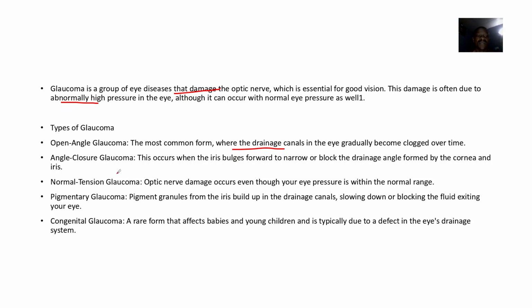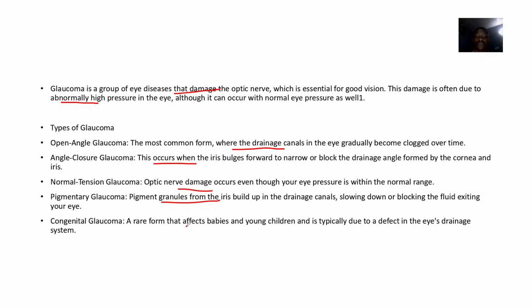Then we have angle closure glaucoma. This one occurs when the iris bulges forward to narrow or block the drainage angle formed by the cornea and the iris. You can just have your anatomy atlas and see all these things I'm talking about. Normal tension glaucoma is where optic nerve damage occurs even though your eye pressure is normal. Pigmentary glaucoma, we say that pigment granules from the iris build up in the drainage canals, slowing down or blocking the fluid exiting your eye.